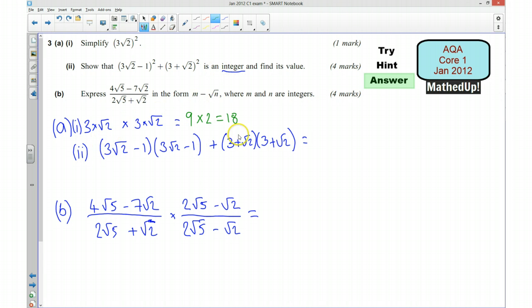Okay, so now that's fully simplified, and that would be our answer. Part 2, well, I'm going to work down here, and I'm going to expand this bit first.